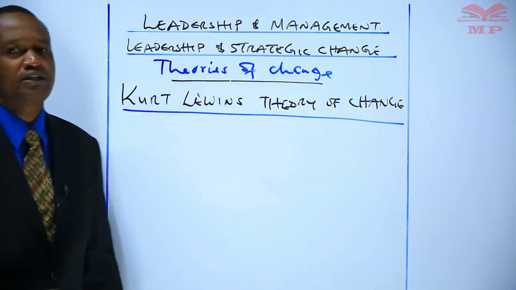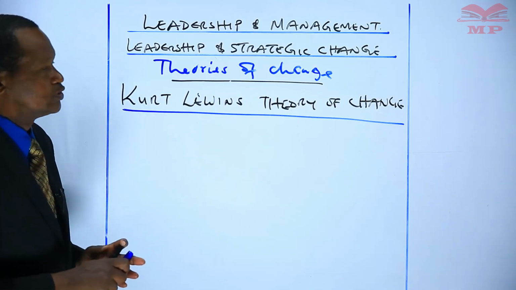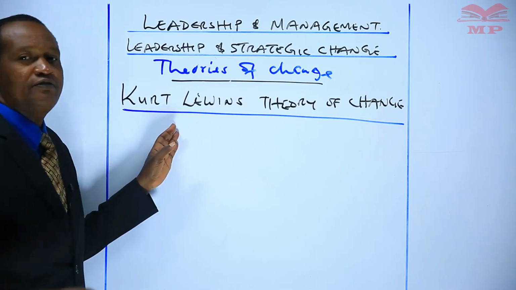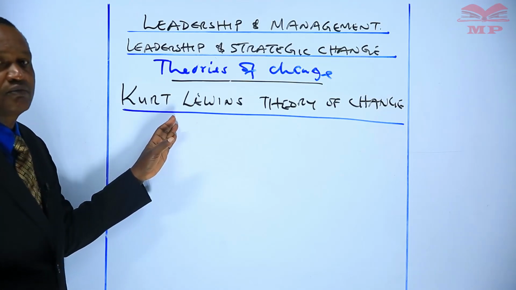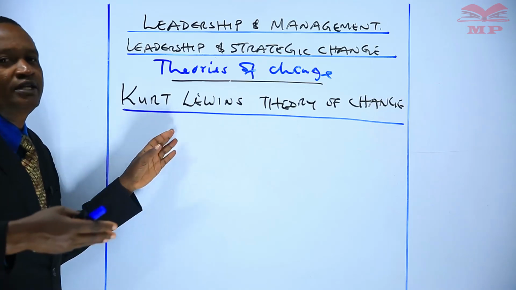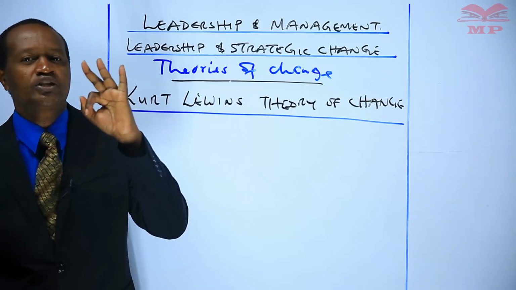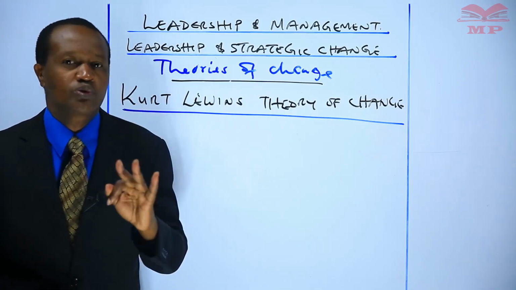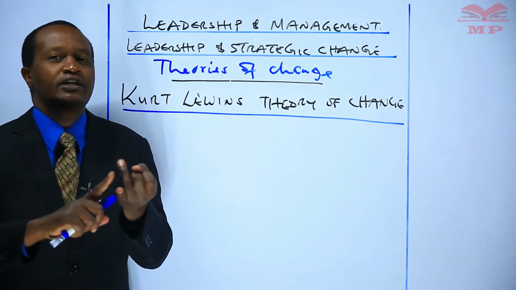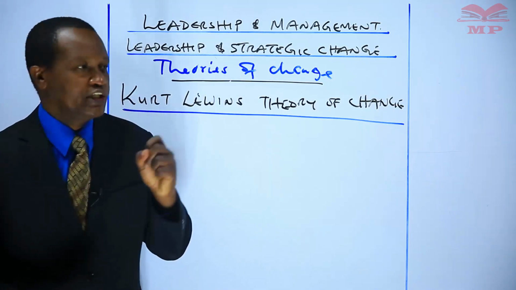Now, candidates, Lewin's change management theory is one of the most popular, accepted, and effective change management models. Lewin's change management model describes in a very simple way the main three stages that every change management process has to go through. The first one is the pre-change stage, the change or during the change stage, and the post-change stage.